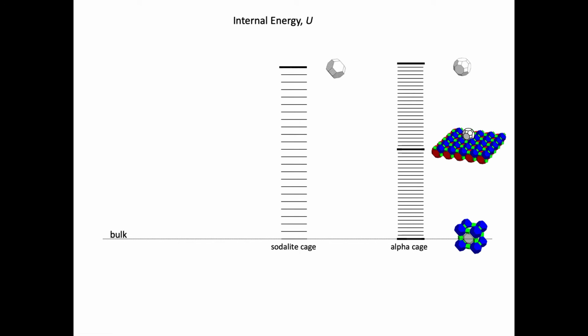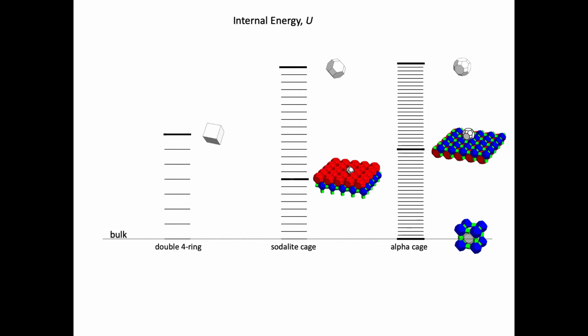Similarly for the sodalite cage, there will be different sites. This time there are 25 rungs on the ladder because there are 24 vertices in this cage. And finally for the smallest cage, the double 4-ring, there are only 9 rungs on the ladder. So these would be your solid free energy sites.